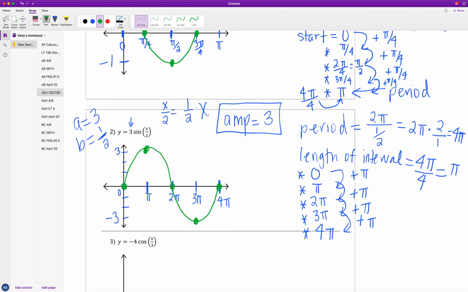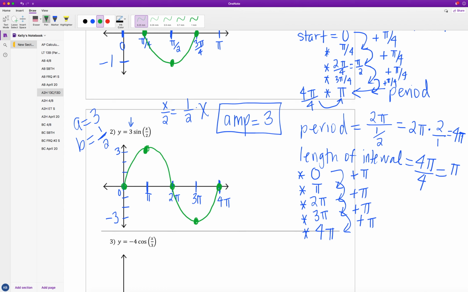So in this case, although this looks pretty identical to that original graph of sine, it's extremely different. That original graph we had for sine did this whole complete cycle between 0 and 2 pi. This graph only does half of a cycle between 0 and 2 pi. It takes all the way out to 4 pi to get the full complete shape.